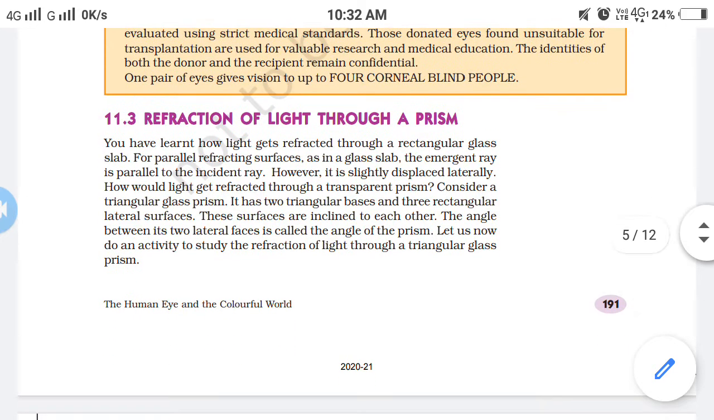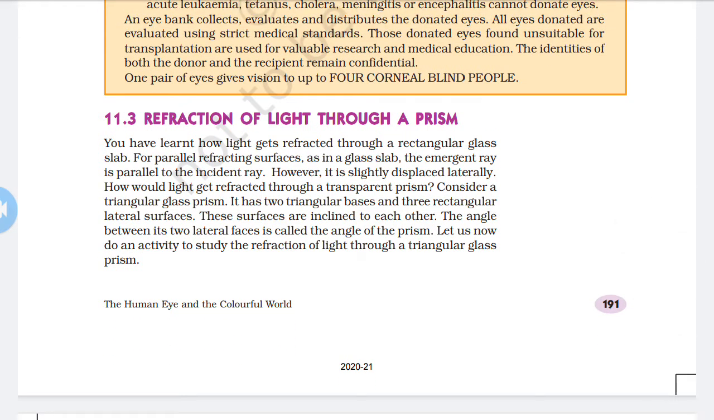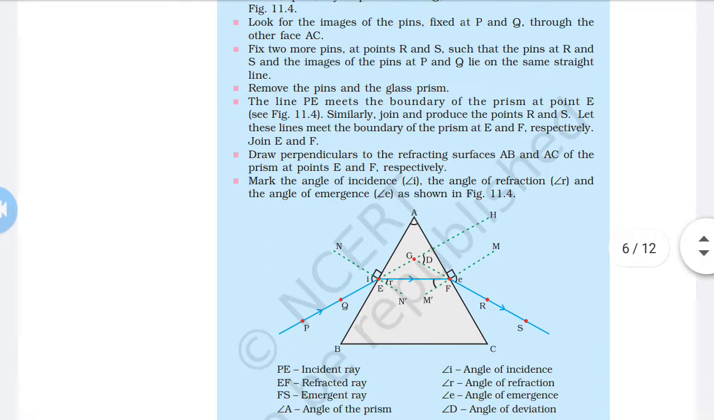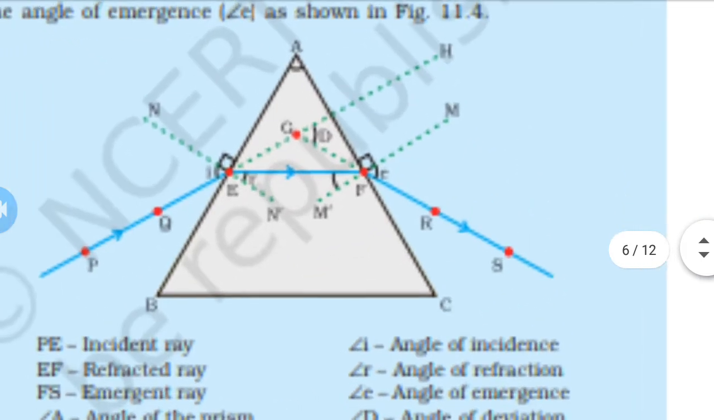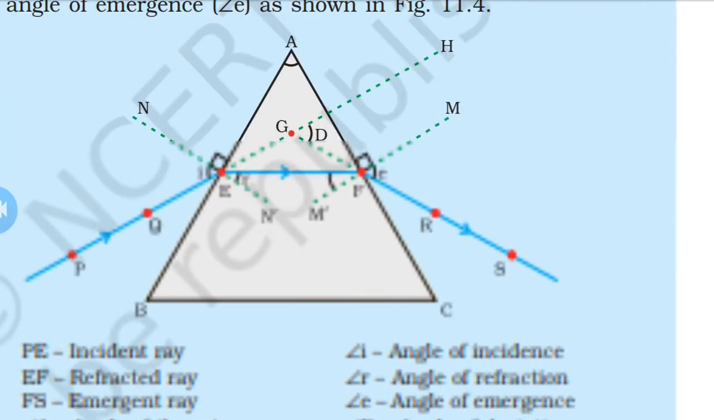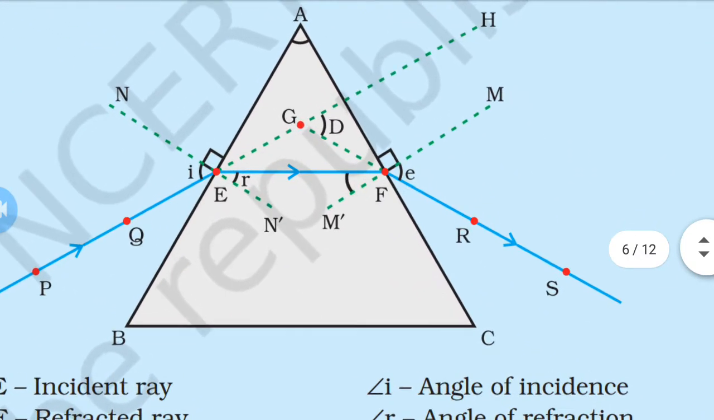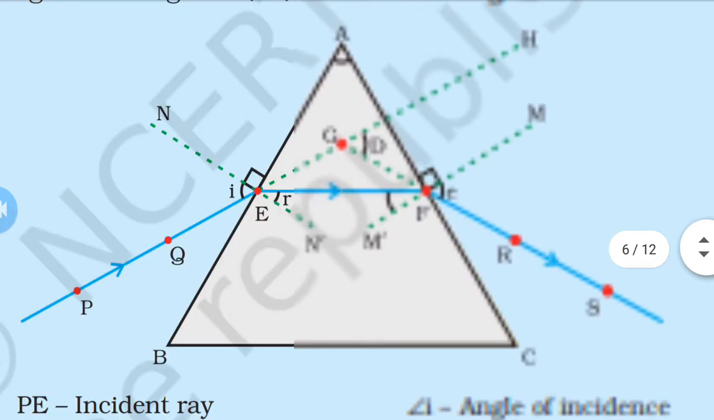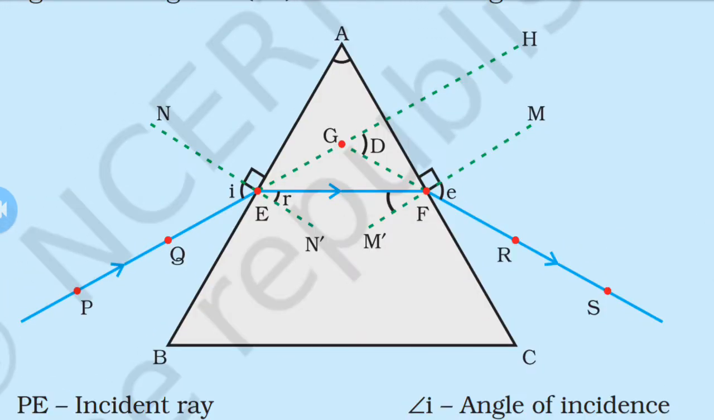Okay, in chapter number 11, the human eye and the colorful world, today we discuss the refraction of light through a prism. So first we take activity 11.1. Here we have to fix a sheet of white paper on a drawing board using drawing pins. Place the glass prism on it.